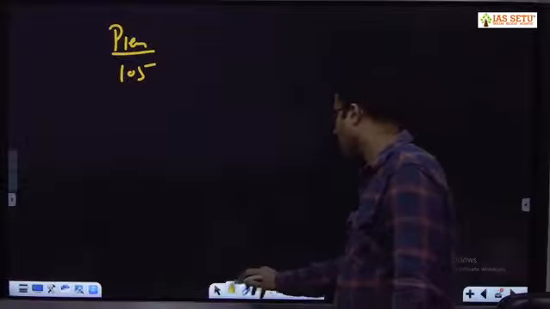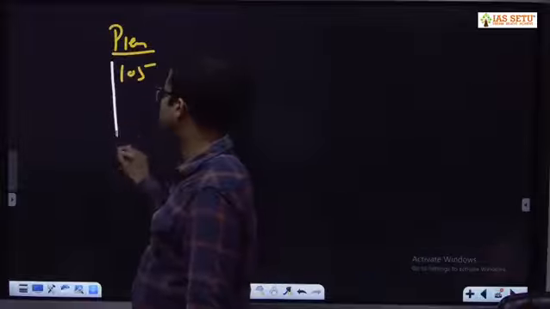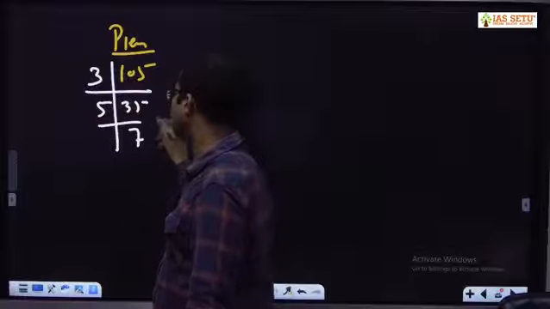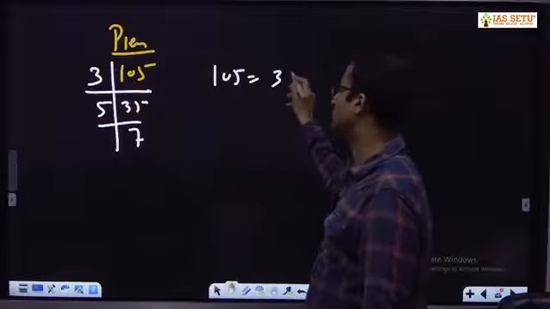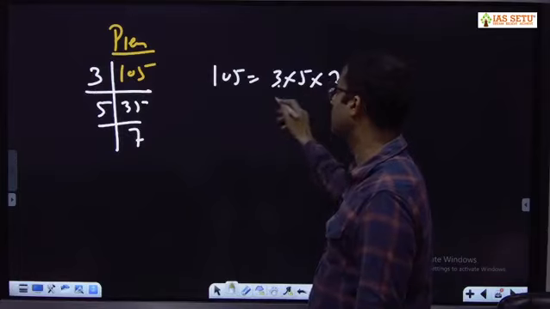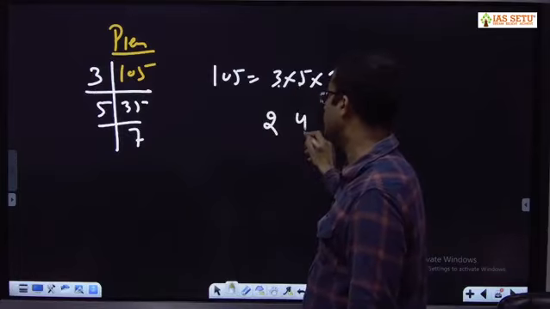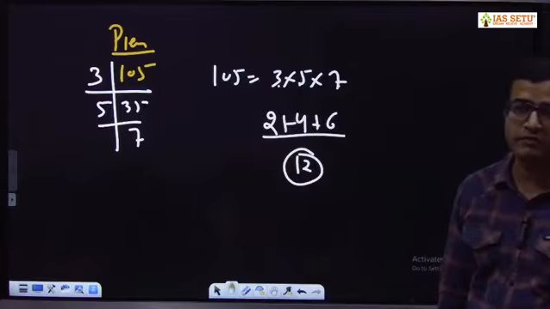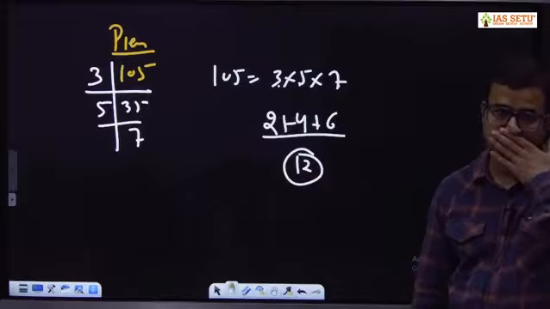So now here we will use factorization. 3 common 35, 5 common 7, so 105 can be broken as 3 into 5 into 7. 3 pieces required 2 cuts, 5 pieces required 4 cuts, 7 pieces required 6 cuts. So here the minimum number of cuts required is 12 for 105 pieces.